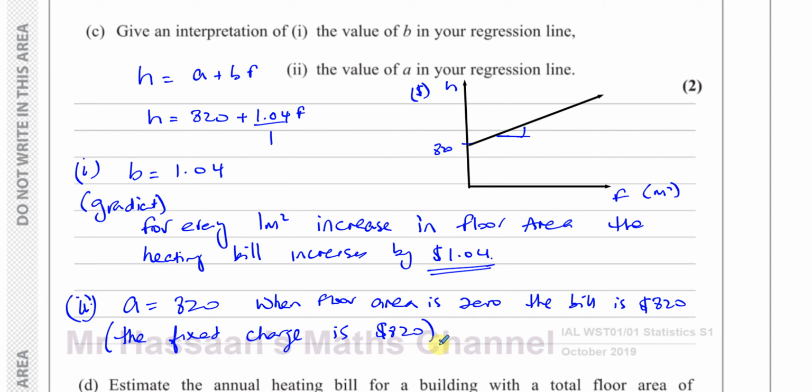It doesn't really make sense to say when the floor area is 0, the bill is 820. It doesn't really make sense in the context of real life, although in the context of this graph, that's what it actually means. But what it means in real life is that the fixed charge is $820. That's how much somebody would have to pay, even if they didn't use any electricity, just for having the electricity connected to their house. That's how you can interpret that particular value. So that's part C done.